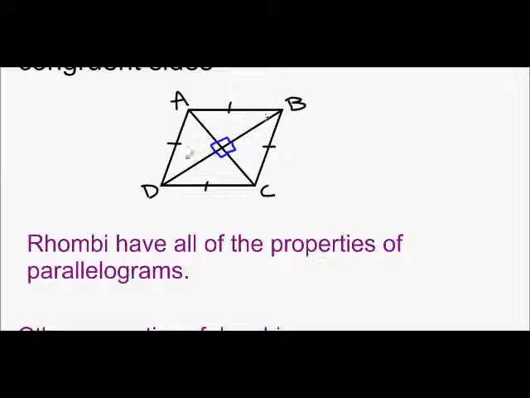And this diagonal bisects the angles that it extends from. So, for instance, DB, angles ABD and CBD are equal. So these two are also equal, congruent. And then these pairs of angles are congruent. Okay, so the diagonal splits the bigger angle into 2 equal pieces.